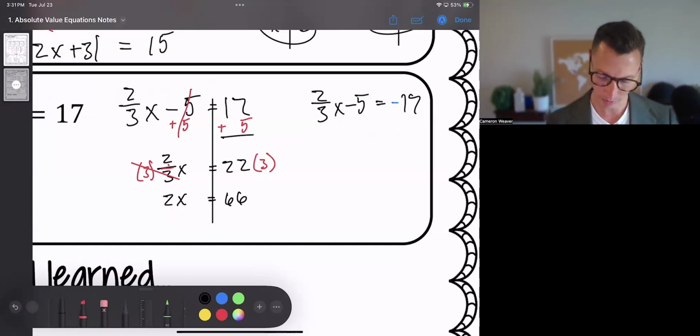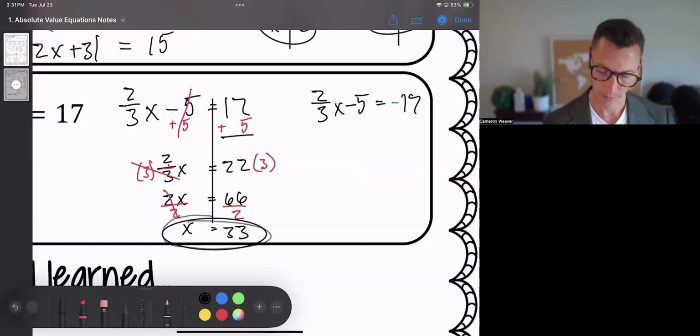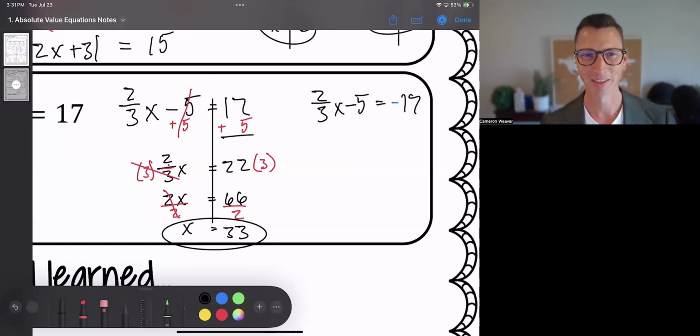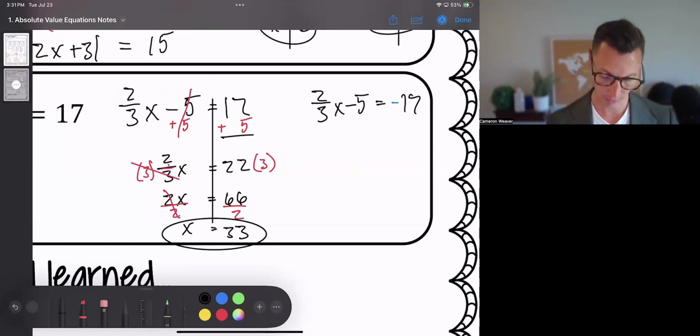Now, side by side, we must divide. Divide by 2, divide by 2. X equals 33. There we have it. All right, now we'll just simply do the same thing for the other side.